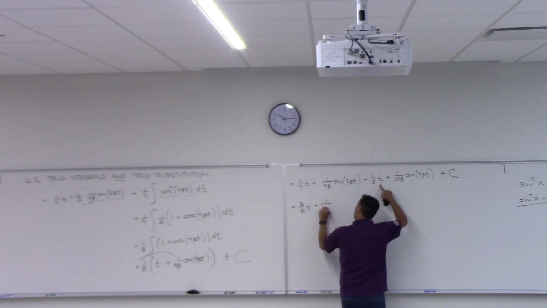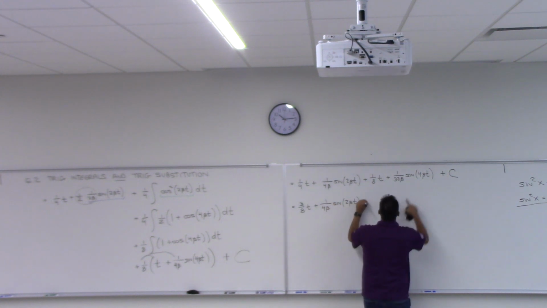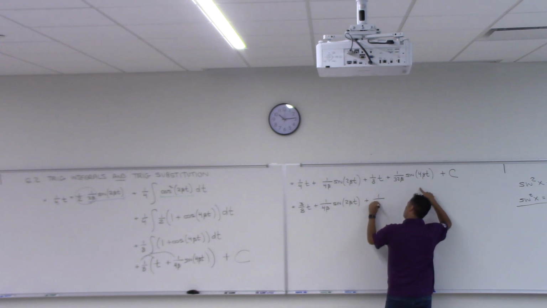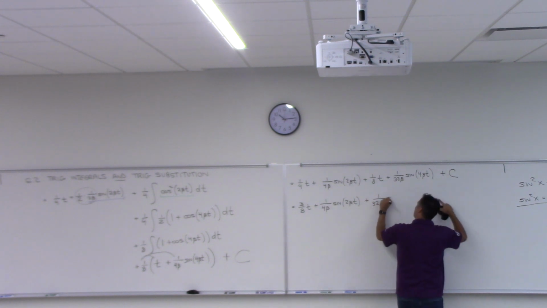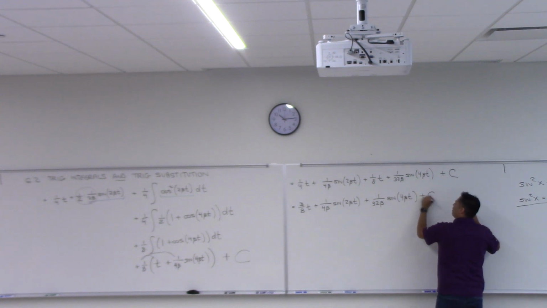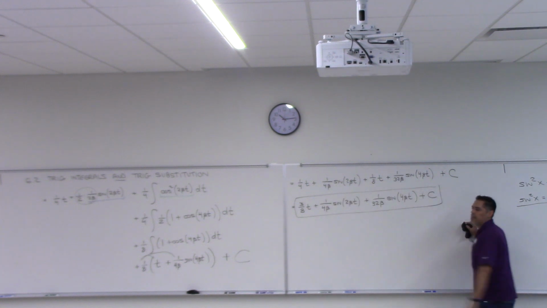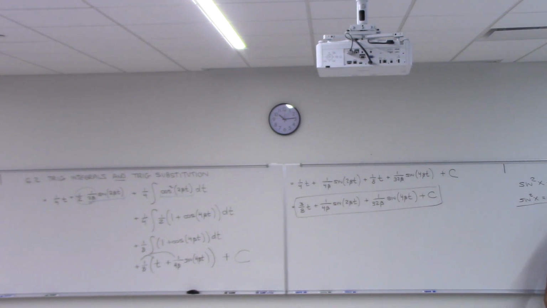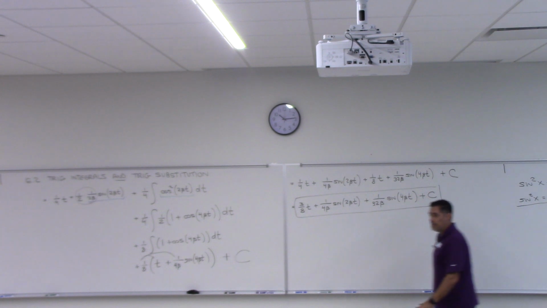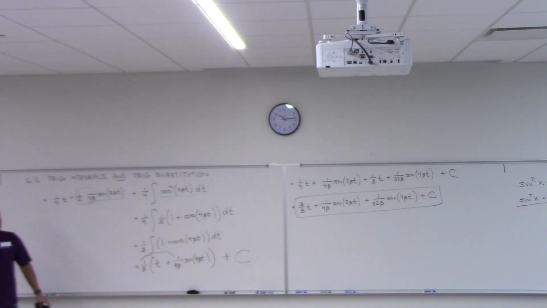...over 4 beta sine 2 beta t plus 1 over 32 beta sine 4 beta t plus some constant. There it is. There's a lot to keep track of, right? There's a lot that you have to keep sorted out here. Yes?